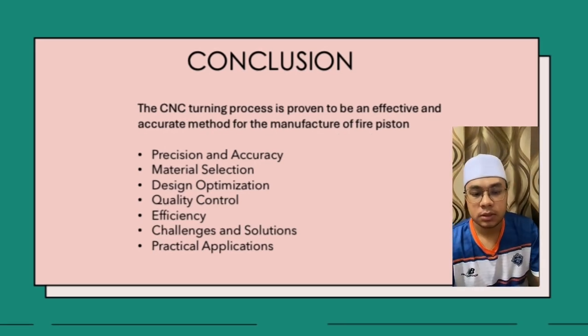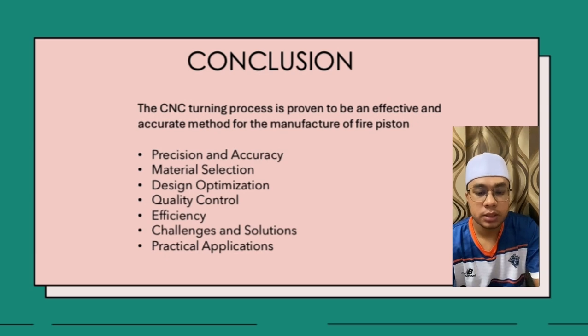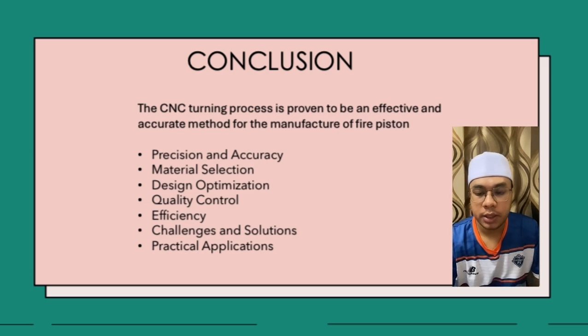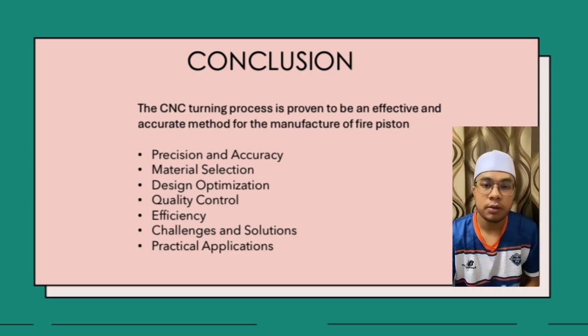Okay, last but not least is the conclusion. In conclusion, the CNC turning process proved to be an effective and precise method for manufacturing the components of a fire piston. Here are the key points from the project. The first one is precision and accuracy. CNC turning allows us to produce highly accurate and uniform parts, ensuring a snug fit between the piston and cylinder. Next, material selection. The choice of materials such as aluminium or brass for the cylinder and piston provides the durability and heat resistance required for repeated use of the fire piston.